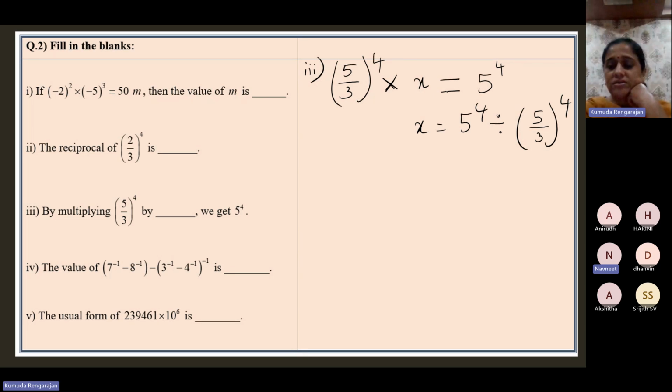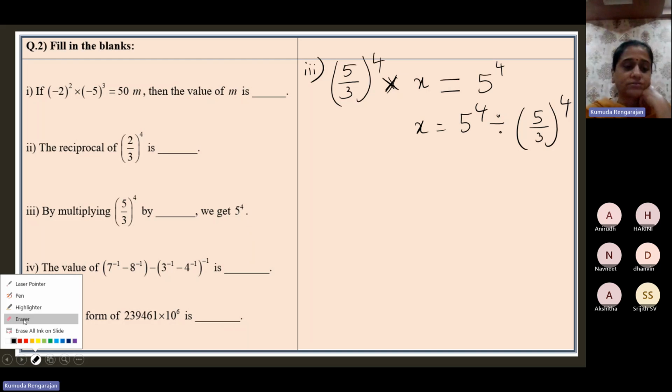Ma'am, can I say after this? No, 1 second. x is equal to 5 to the power 4. Now this is in multiplication here. So when you transpose (5/3) the whole raised to the power 4, it goes for division. So it'll be divided by (5/3) the whole raised to the power 4. Is this correct? Multiplication goes for division to the other side. That's all.